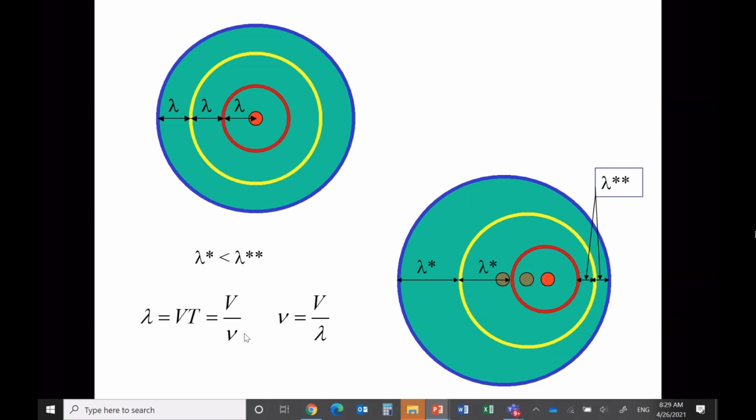So this is the formula that demonstrates that really the frequency depends on the wavelength. The wavelength is shorter here, so that is why the frequency is higher.